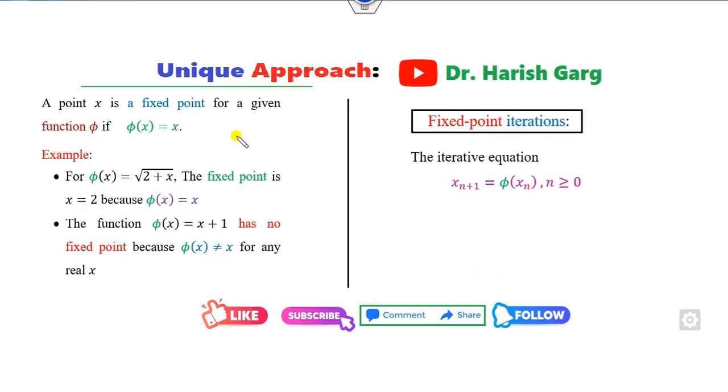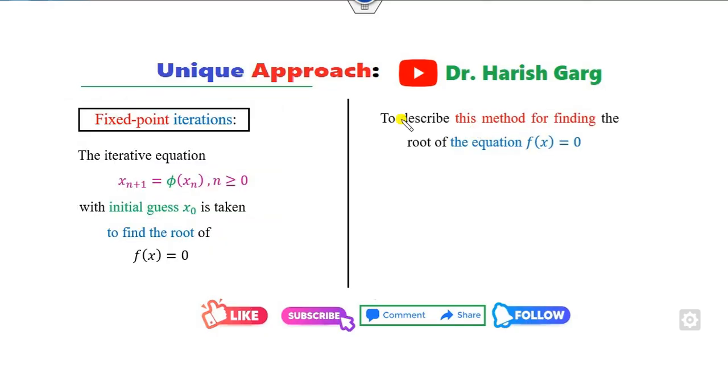Now, once you know how to identify the fixed point, you can look at fixed point iteration. Any sequence generated by this formula, that is by using fixed point iterations with initial guess x naught, will help you find the root of f of x equal to 0. This method basically helps to find the roots of a nonlinear function, that is f of x equal to 0. It may be an algebraic or a transcendental equation.